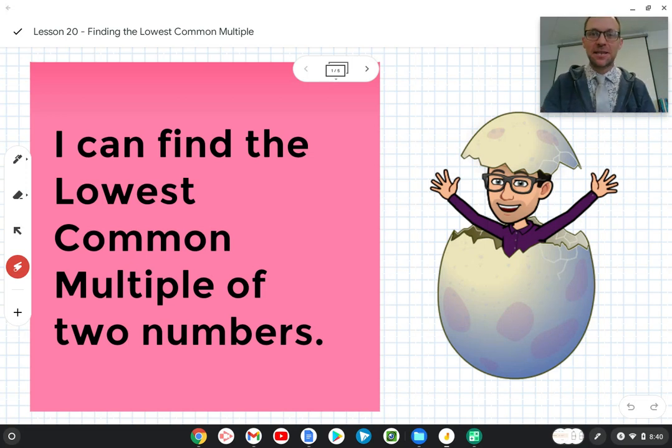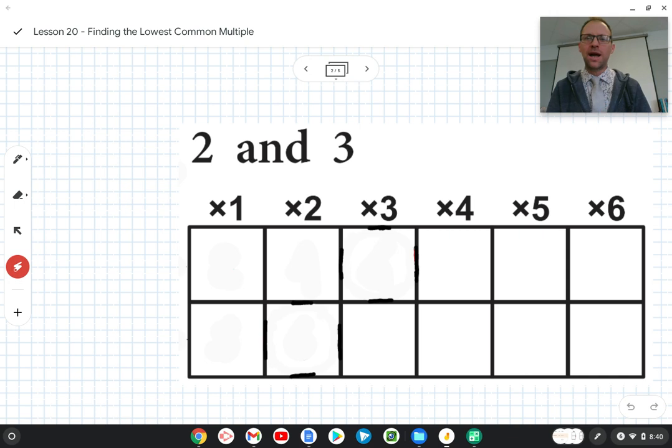Welcome to today's lesson. Our learning target today is I can find the lowest common multiple of two numbers. So today we're going to learn about what a multiple is. And then tomorrow we're going to use the lowest common multiple in our second strategy for adding and subtracting unlike fractions. Let's get started. What is a multiple?